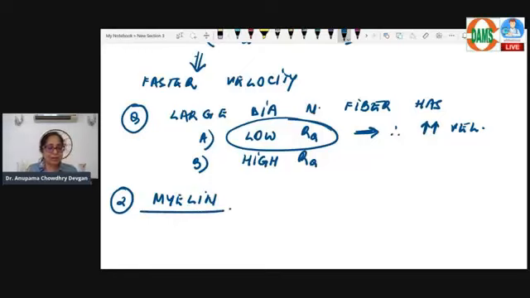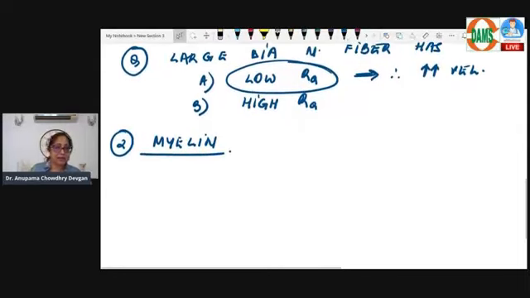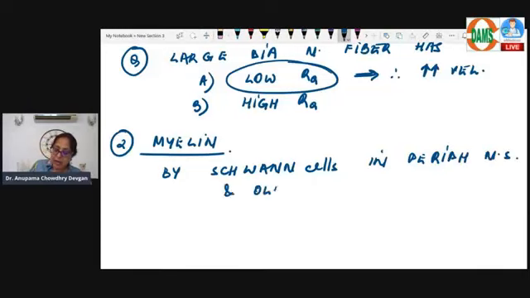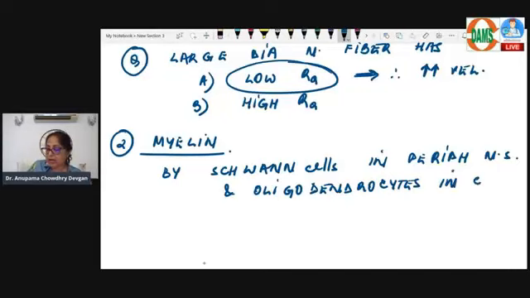Presence of myelin. Now, myelin is produced by Schwann cells in the peripheral nervous system and the oligodendrocytes in the central nervous system, right?